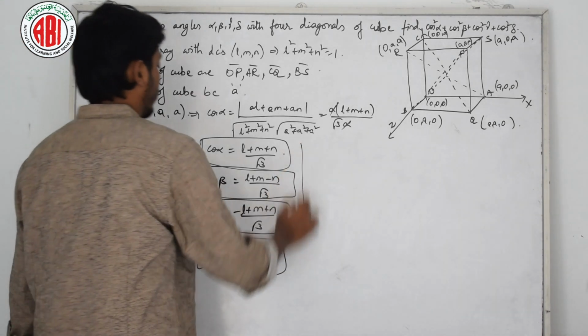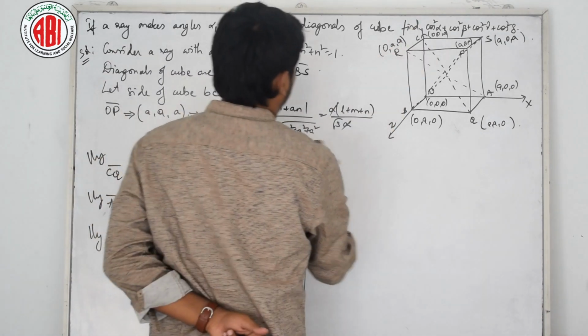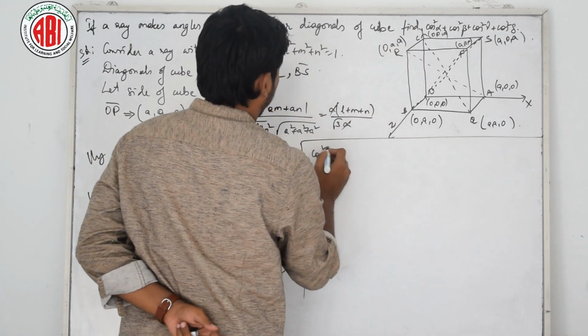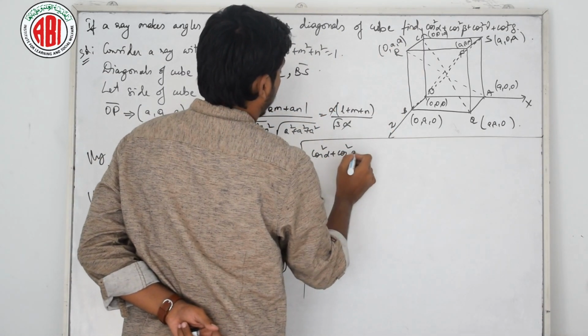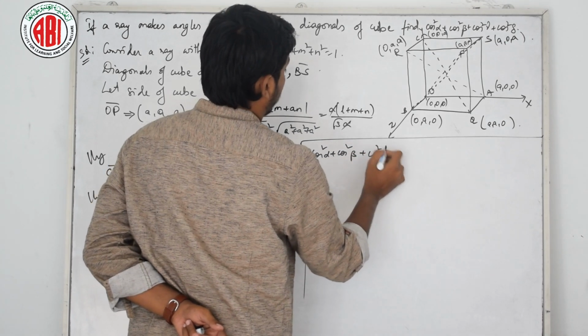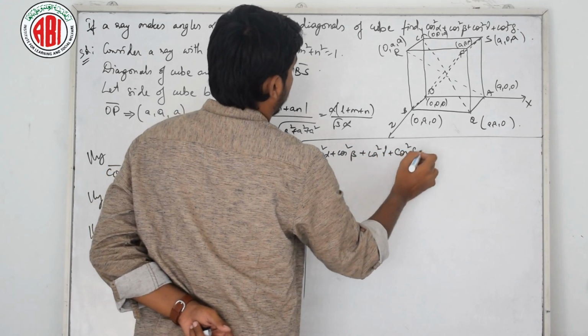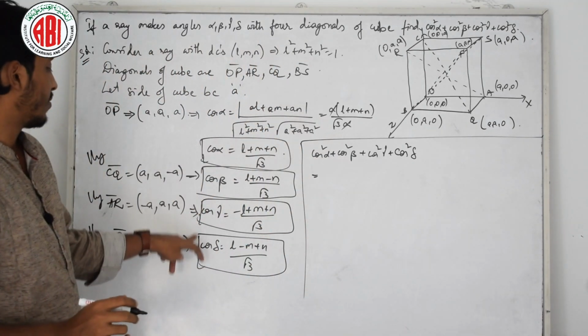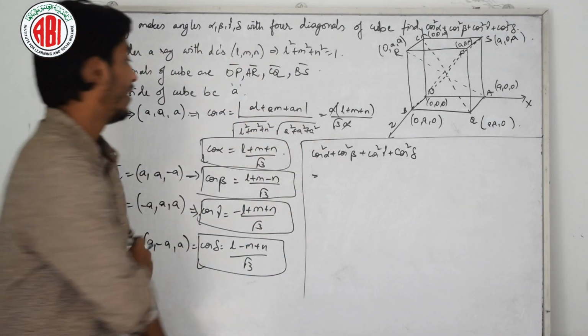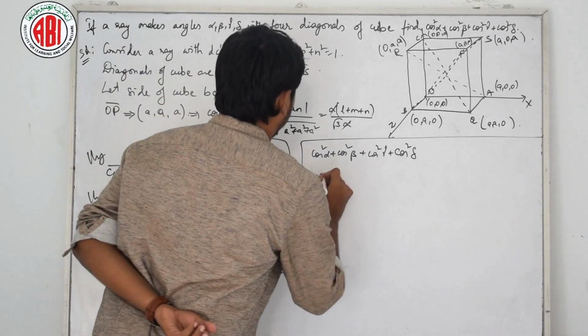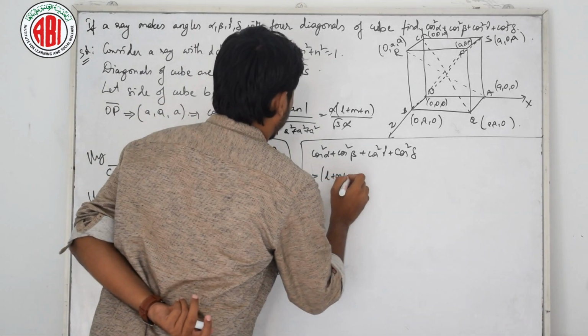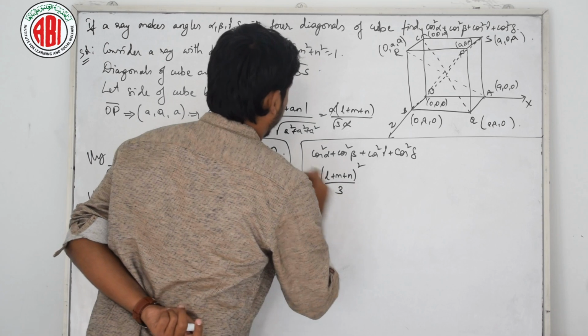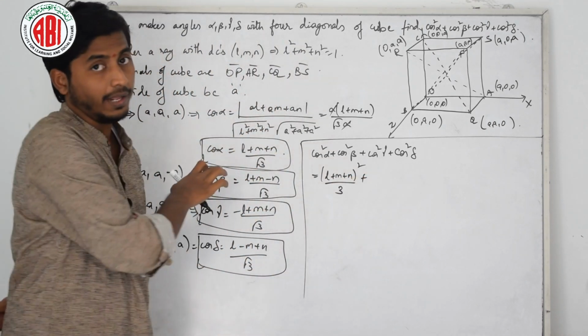What do we get now? He is asking us to find the value of cos square alpha plus cos square beta plus cos square gamma plus cos square delta. What does this equal to? This square plus this square plus this square plus this square, isn't it? Now check how it will be. (L plus M plus N) whole square divided by 3. I have squared it directly, okay?